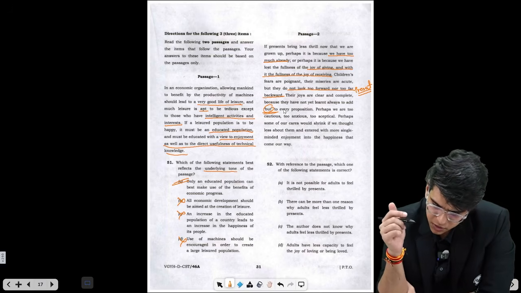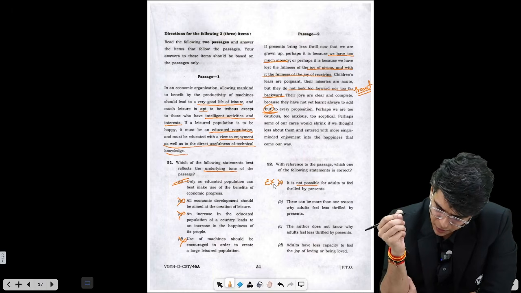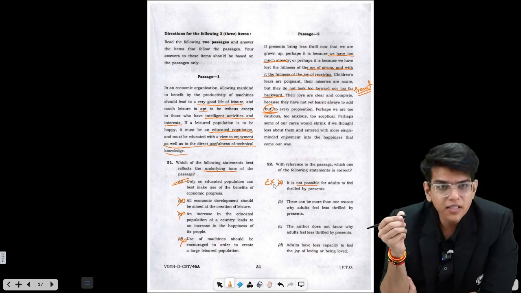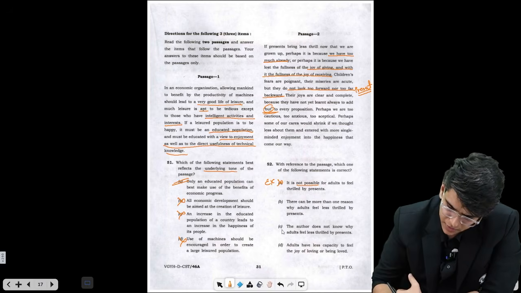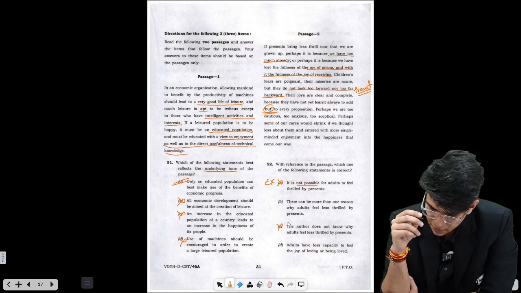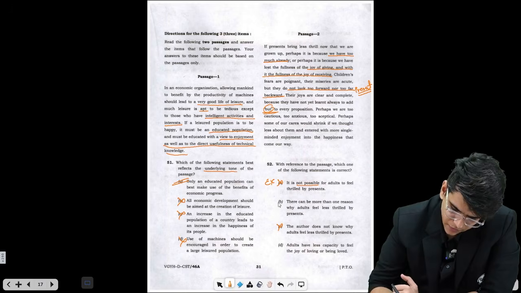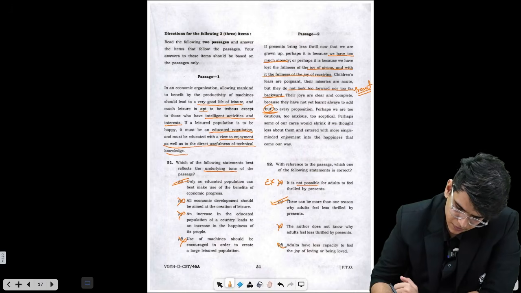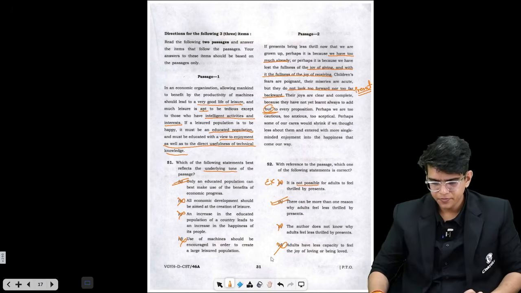It is not possible for adults to feel thrilled. Extreme. There can be more than one reason why adults feel less thrilled by presents. It may be. The author does not know why adults feel less thrilled by presents. The author knows, and that's why he has written the passage. Adults have less capacity to feel the joy of loving and being loved. There can be more than one reason why adults feel less thrilled by presents. This is option B. Okay? Done.